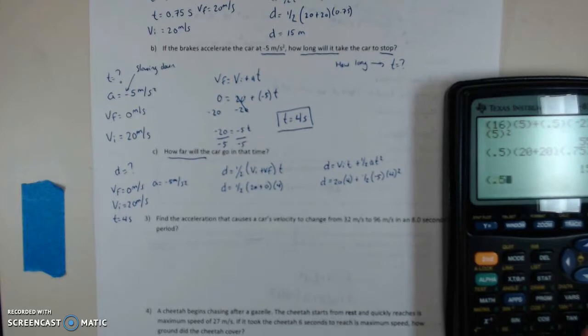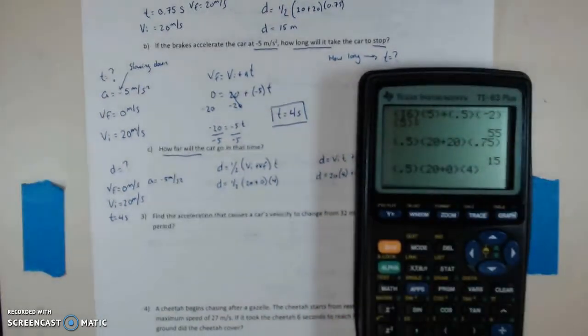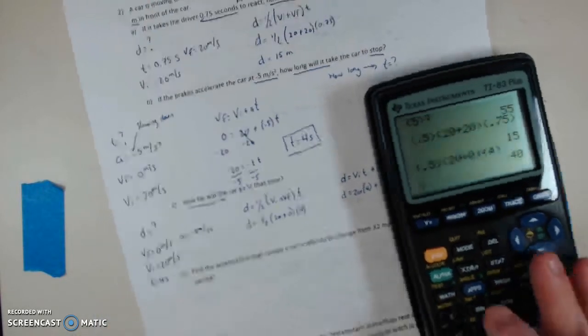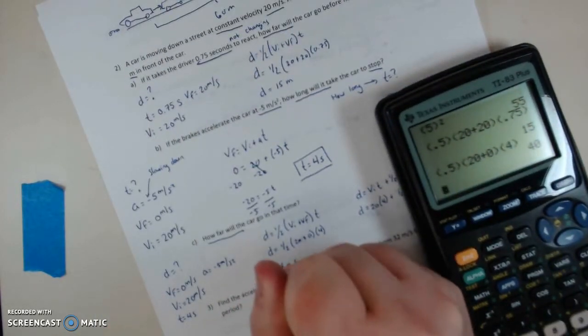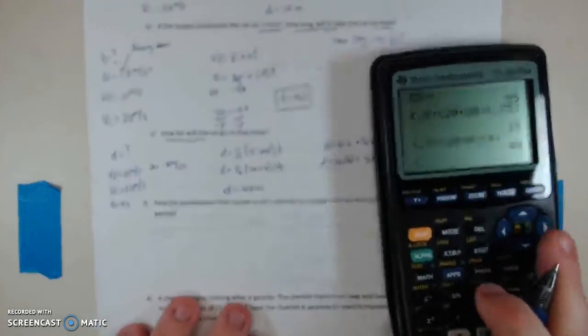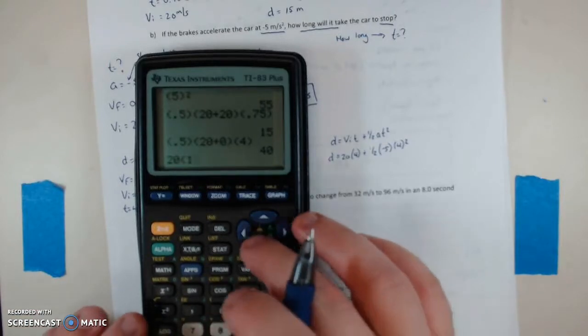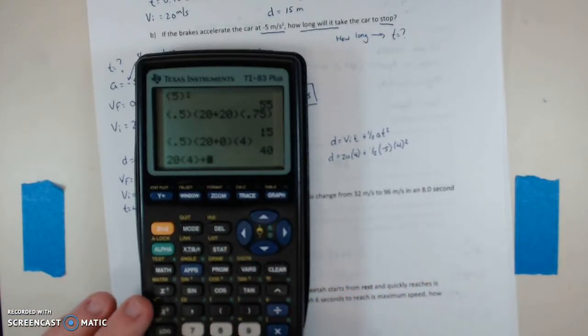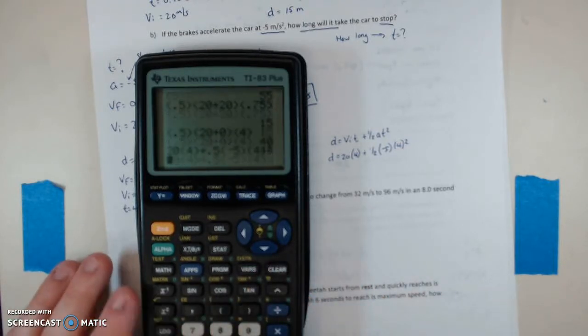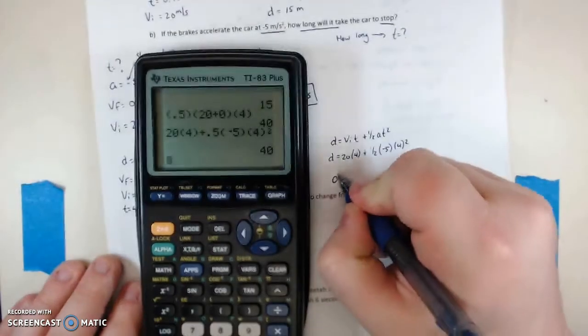So here we go. Looking at the left hand side, we have 0.5 times 20 plus 0 times 4. Oops, I do not want a tangent. I want that. Okay, so if I look at the math here, I wind up getting 40 meters. And doing it the other way, we should get the same results. So here we have 20 times 4 plus 0.5 times -5 times 4 squared. And once again, we both get 40.